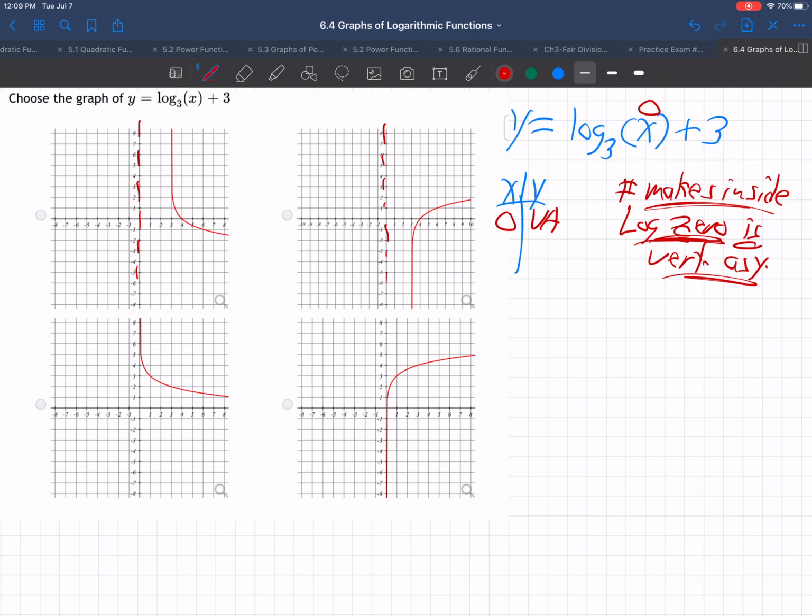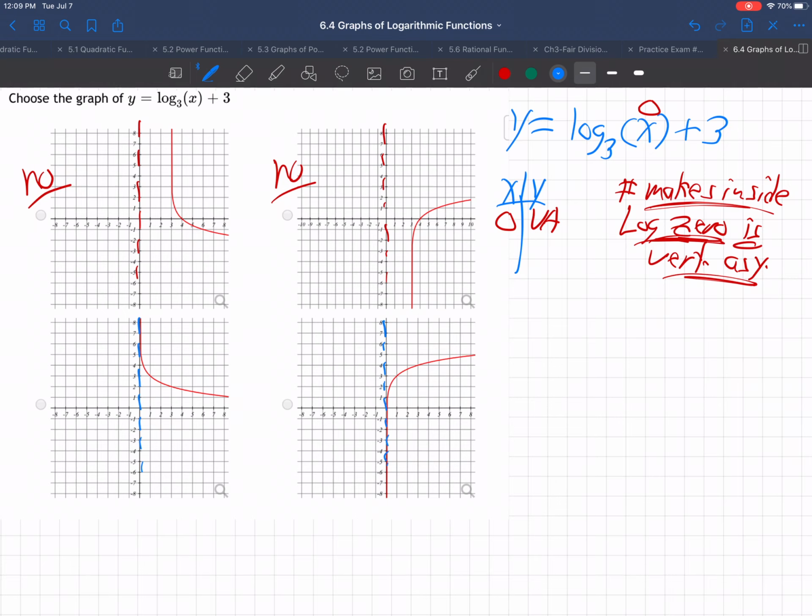So these two are not it, are they? Let me just write no and no, because the graph is not doing that. But here, this looks good. And so does this one. So it's one of these two, isn't it?